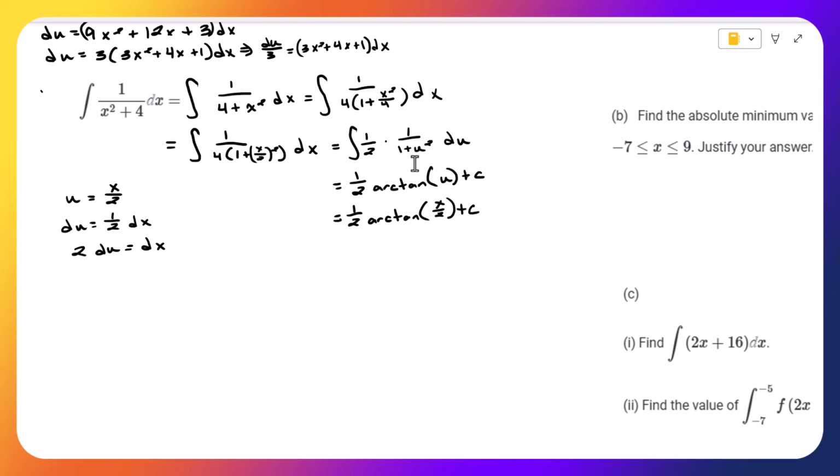This is our arctan antiderivative. So we end up with 1/2 times arctan of u plus c, and then I just substituted in my x over 2 for u, and here's our full antiderivative, and boom. So that was those three.